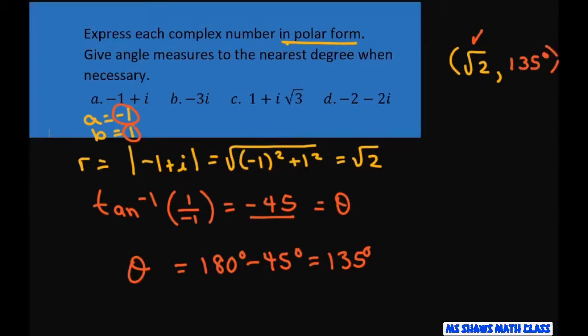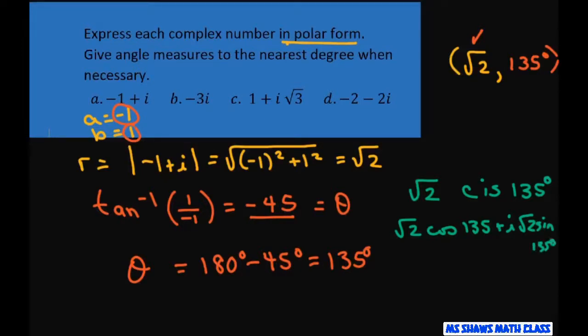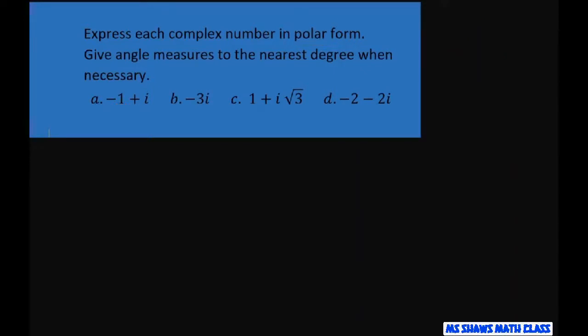And the way IB wants you to write it is square root of 2 cis 135 degrees. And for reference, this is just going to be square root of 2 cosine of 135 plus i square root of 2 sine of 135 degrees. That's just the shorthand way of writing this. So IB wants you to write it this way. All right, then we go a little faster now.